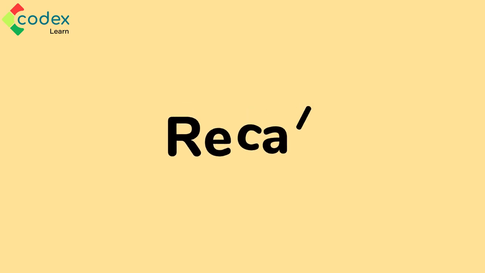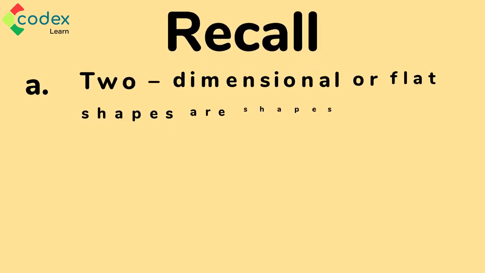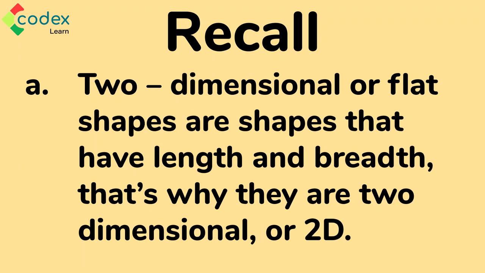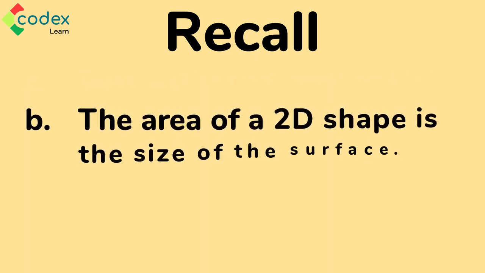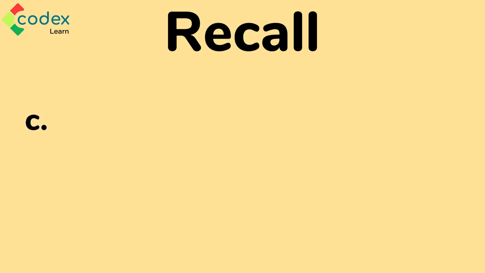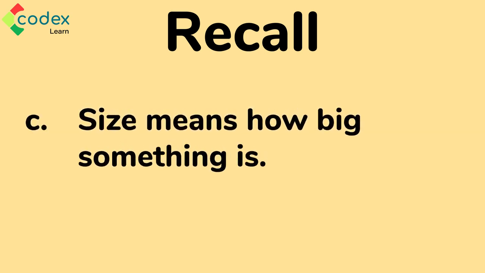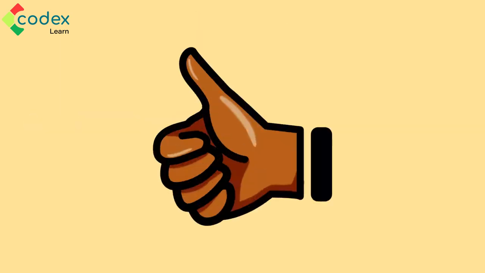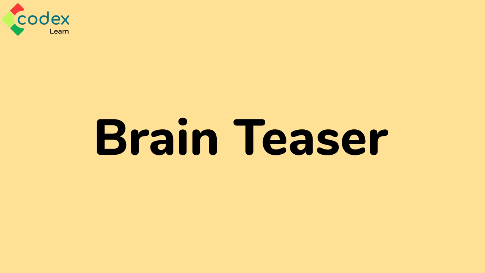Now, let us remind ourselves about some of the things we have learned. A. Two-dimensional or flat shapes are shapes that have length and breadth. That's why they are two-dimensional or 2D. B. The area of a 2D shape is the size of the surface. C. Size means how big something is.